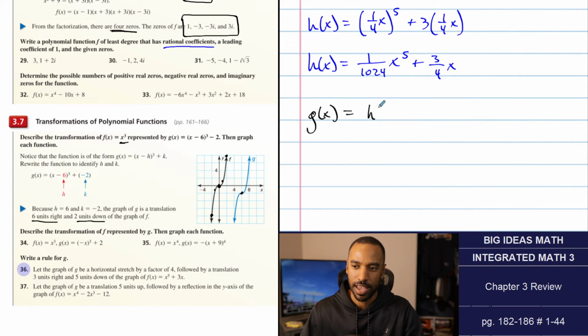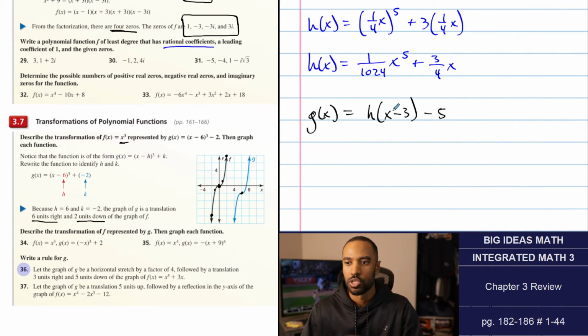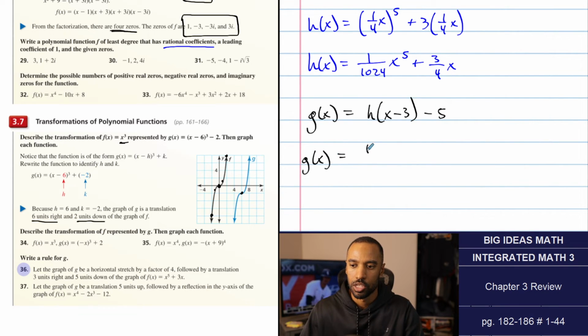We're going to take h of x to go 3 right inside the function, go the opposite. 5 units down, do it outside the function, keep it the same. So we're going to replace, this is where it gets a little bigger, nastier. We're going to take x minus 3 and substitute it for x, and we're going to subtract 5 on the outside of the final result of h of x's equation. So we'll take 1 over 1024, multiply it by x minus 3 raised to the 5th, plus 3/4 multiplied by x minus 3, and this is all minus 5.